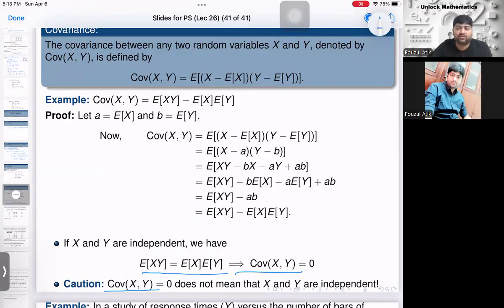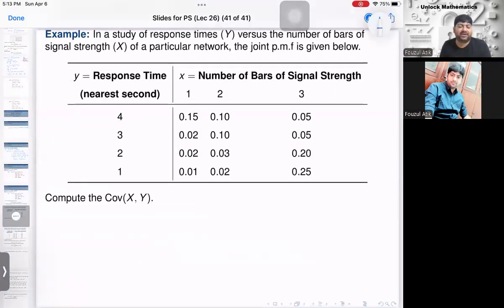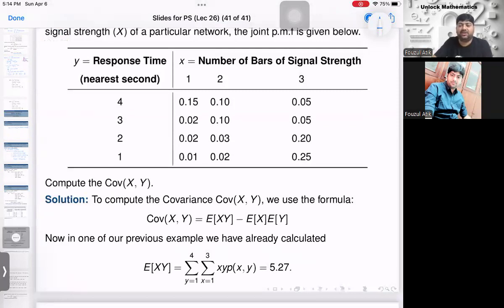Okay, now let us do one example. The same example where we have already calculated the expectation of xy. We'll calculate the covariance of x and y for that. So we already calculated up to the expectation of xy, right? This part we have already done in the previous example. Now what we have to do, to find the covariance of xy, we need to find E of xy minus E(x) into E(y), the individual expectations we have to calculate, right?